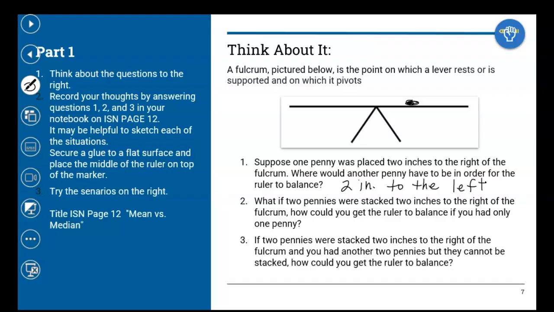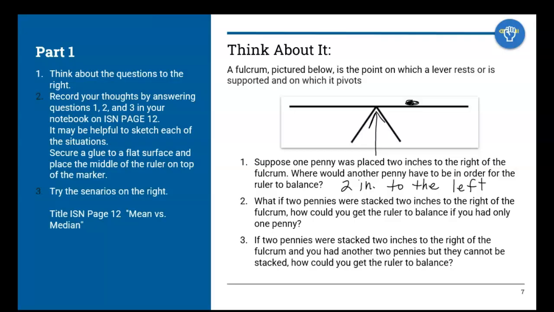All right, so as you're writing that, now we're actually going to test out all of these scenarios with a ruler, some coins, some math coins, and your pencil, okay? We're going to create this balance beam using your pencil. This is going to be your pencil right here. And then the ruler, okay? So I'm going to pause.